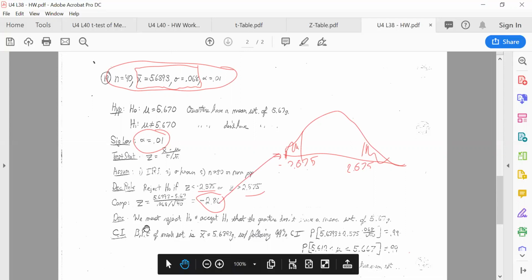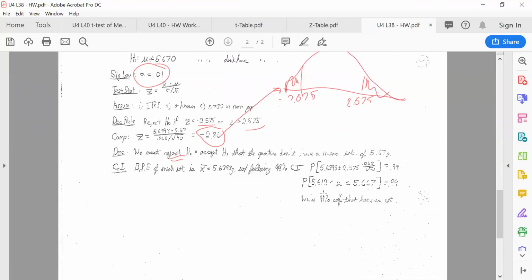So we must reject HO. Guilty, Your Honor. And if you reject HO, you're actually accepting H1. What does H1 say? That quarters don't have a mean of 5.67 grams. And when that happens, you've got to do a confidence interval. Best point estimate of the mean is actually the sample mean, 5.6393, with the following 99% confidence interval.